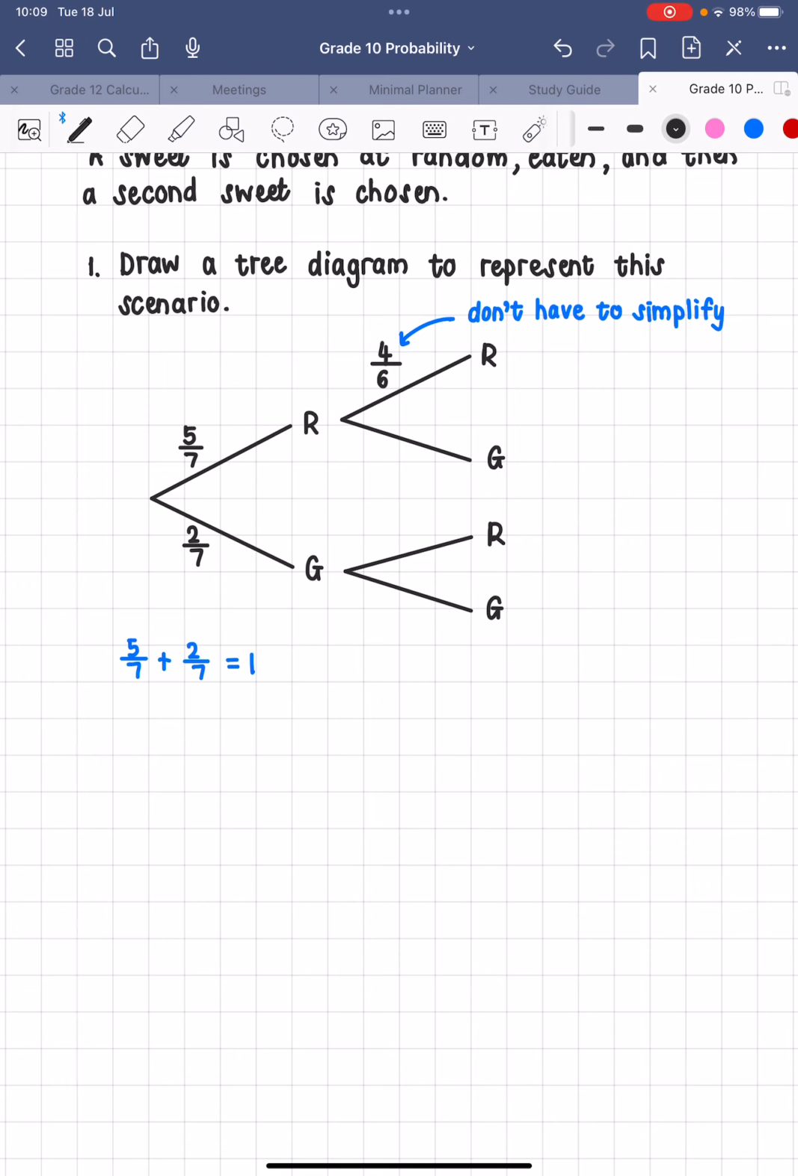Okay, now, green. If the first sweet was a red one, are there still 2 green sweets in the bag? Yes. And now there are not 7 sweets anymore, but 6 in total. So again, 2 over 6, you can leave it like that, or you can simplify it to a third. It's up to you.